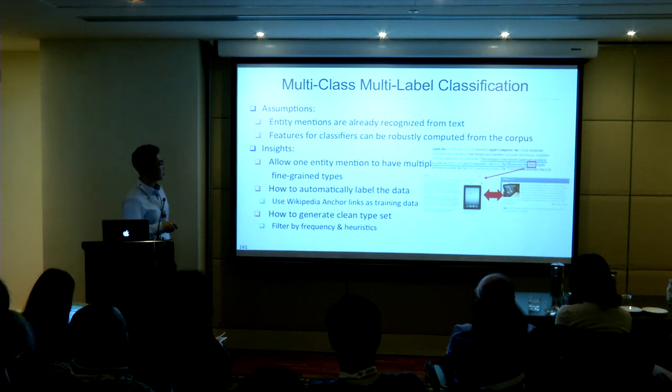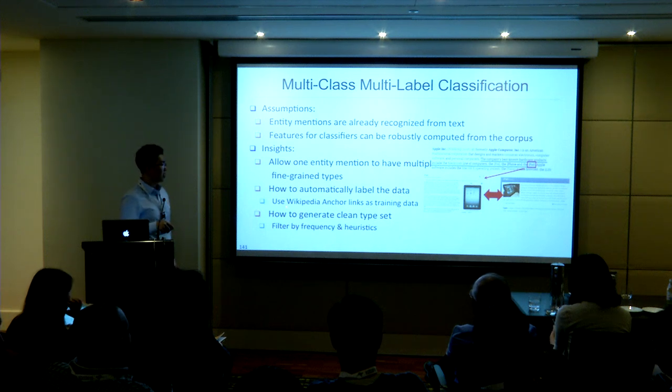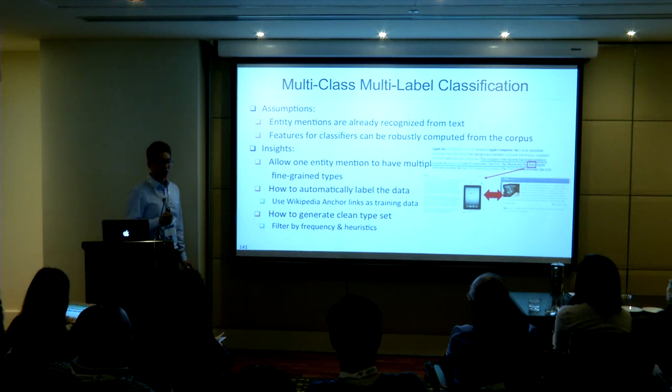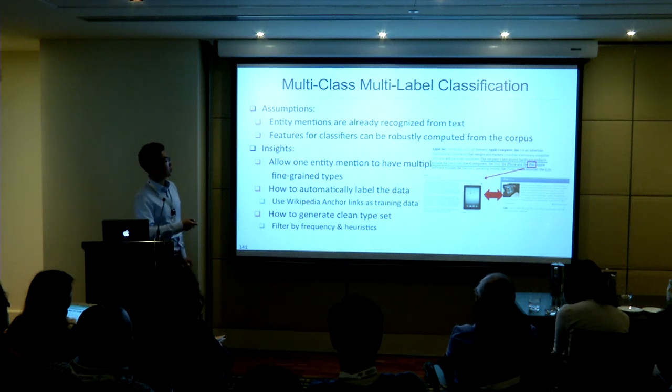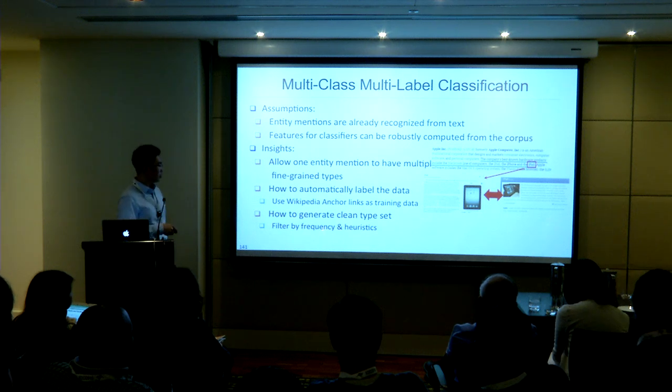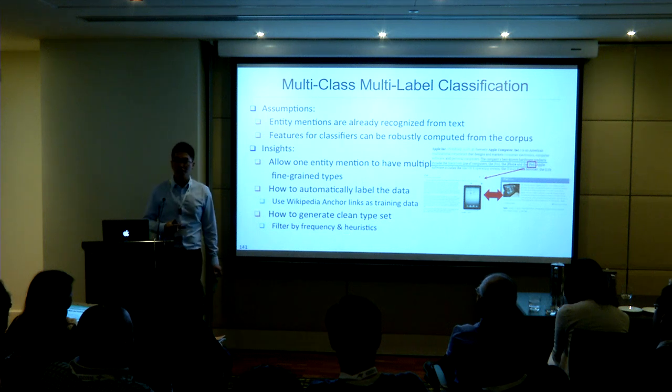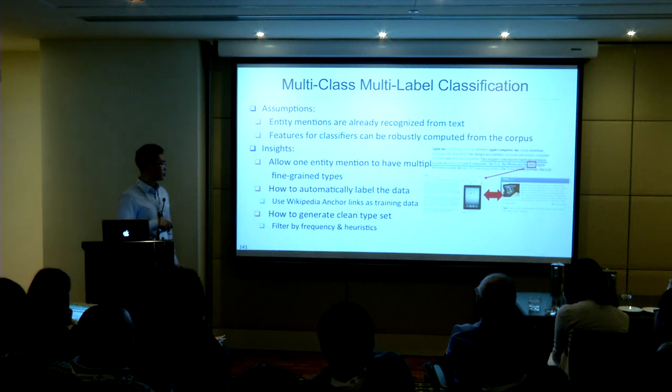But the good thing is they allow one entity mention to have multiple fine-grained types, and they figure out a way to automatically label the data using Wikipedia anchor links. So their training corpus is just the Wikipedia corpus, where you have the anchor links, and the anchor links link to other entities, and this provides a very natural training corpus like this one. And they need to use some heuristics and frequency to further filter these seed sets to make sure that those assumptions on the seeds will stand.